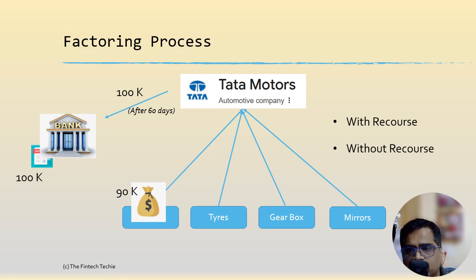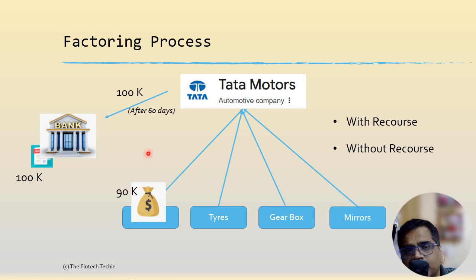What does it mean with recourse? It means that after 60 days, if for some reason Tata Motors doesn't pay due to whatever reasons, the bank can take recourse in the supplier. That means the bank can demand that money from the supplier.